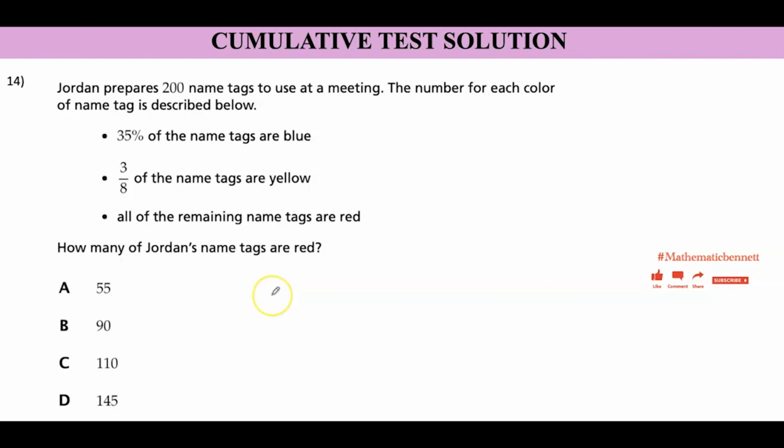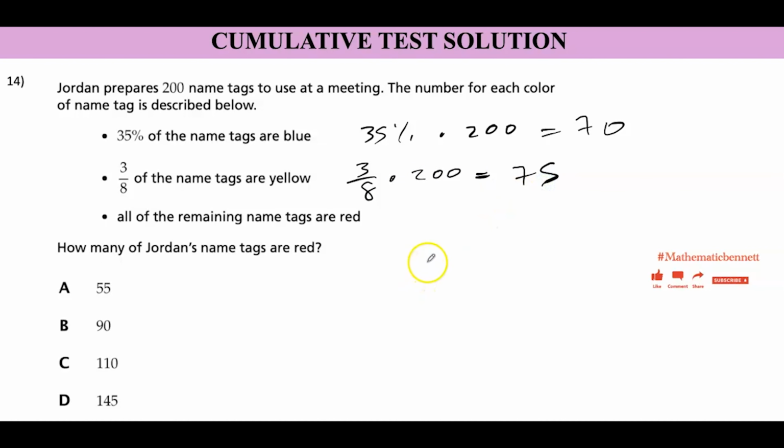Jordan prepares 200 name tags to use at a meeting. The number for each color of name tag is described below. So 35% of them were blue. So let us find how many were blue. 35% of the 200 were blue, so that's 70 that were blue. They said 3/8 of them were yellow, so we need to find 3/8 of 200, and we see that's 75.